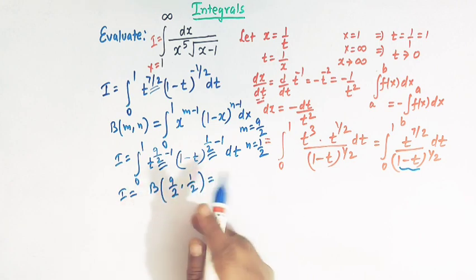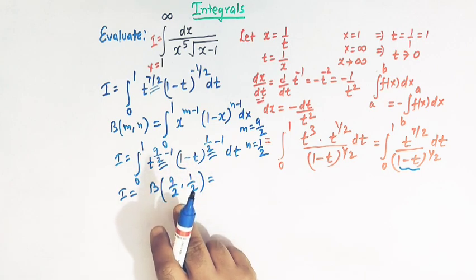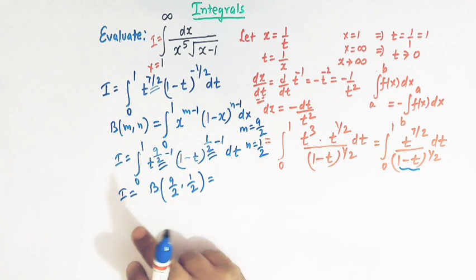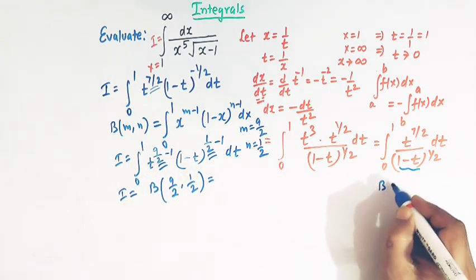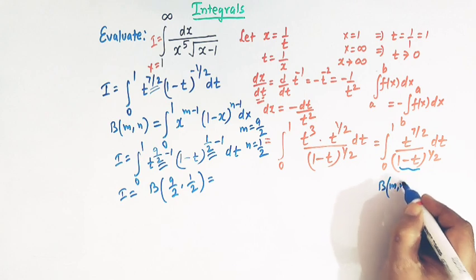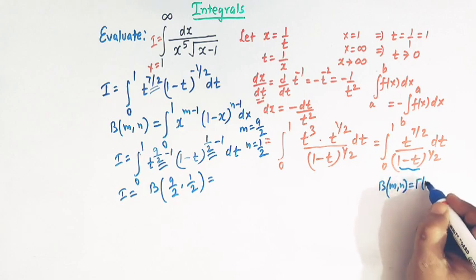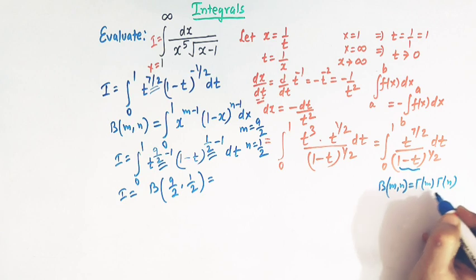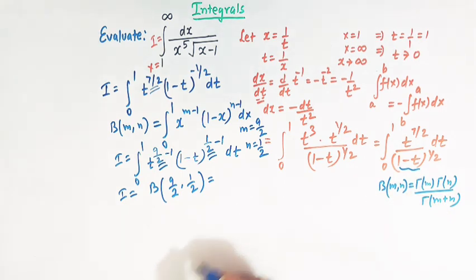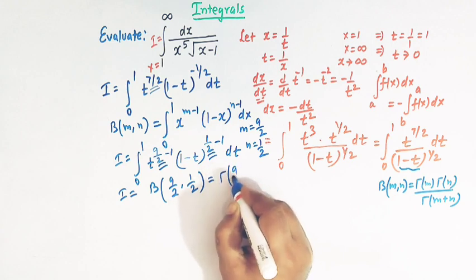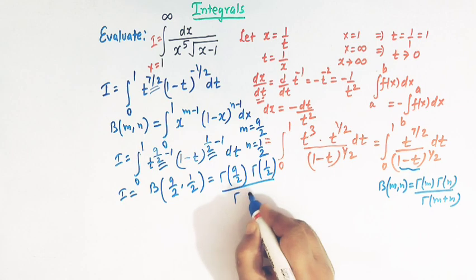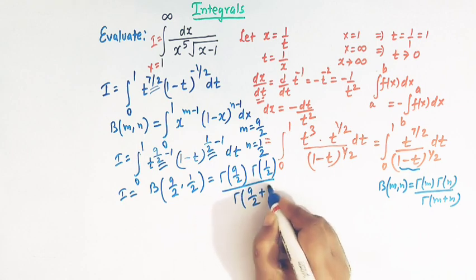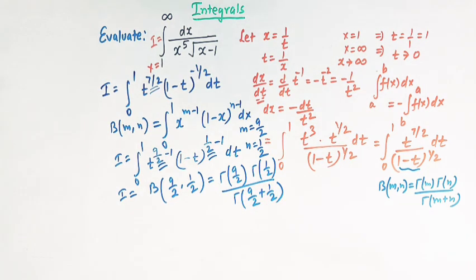And here again we'll make use of an important relation connecting the beta function with gamma function, because we know that beta(m, n) is equal to gamma(m) gamma(n) divided by gamma(m plus n), right? So here we have gamma of 9 by 2, gamma of half. Here we have gamma of 9 by 2 plus half, right?